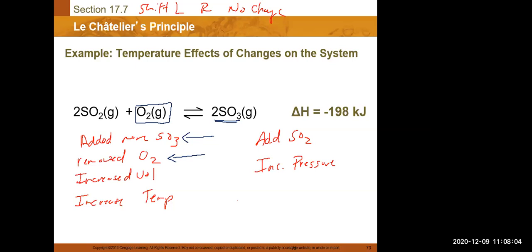Now we're going to increase the volume. Remember that if we increase the volume, the pressure is going to go down, but the volume part is the important part here. In a bigger volume, we would need the pressure to come back up. In order to do that, we need whichever side has the most gas molecules. Over here, there are 3 gas molecules. Over here, there are 2 gas molecules. That means in this case, it would also shift to the left in this example.